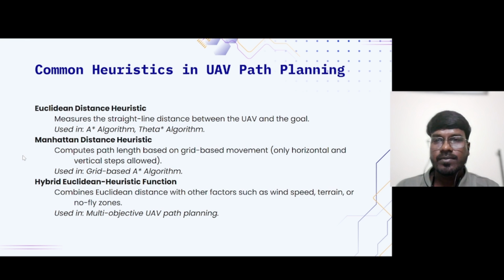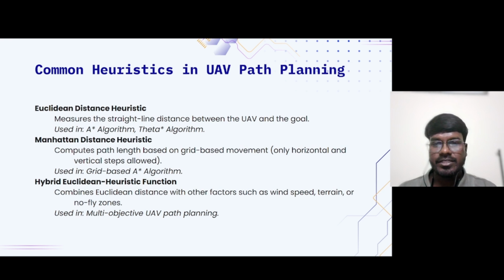Let's talk about some common heuristics in UAV path planning. First, the Euclidean distance heuristic measures the straight line distance between the UAV and the goal. This Euclidean distance heuristic is used in open space where the UAV can move in any angle. So basically, smooth movement is possible while using this Euclidean distance heuristic. It is used in the A star algorithm and theta star algorithm.